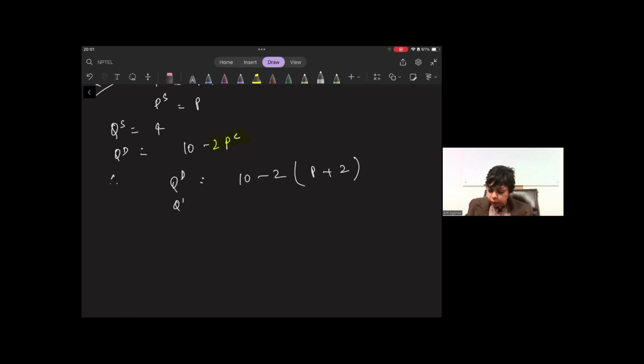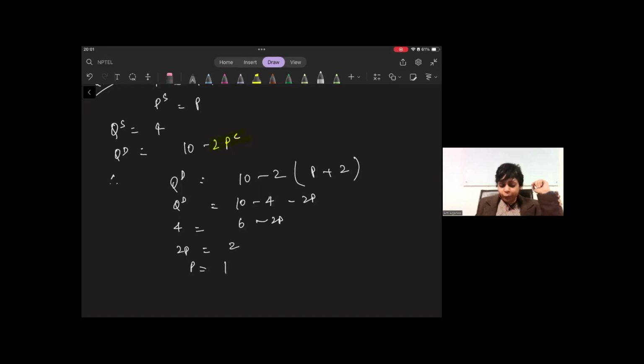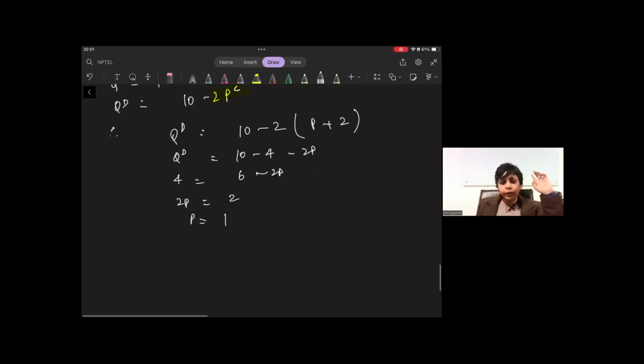Okay, QD. Yeah, because I was mixing the calculations. 10 minus 4 minus 2p. This is 6 minus 2p, so 2p is equal to 2, and P is equal to 1. Sorry, please ignore the first part. I had mixed the two answers. It was not that I was taking it as 20. I was solving the case for when the tax is P plus 2Q. That is why half the calculations were in that way. Anyway, forget about that.